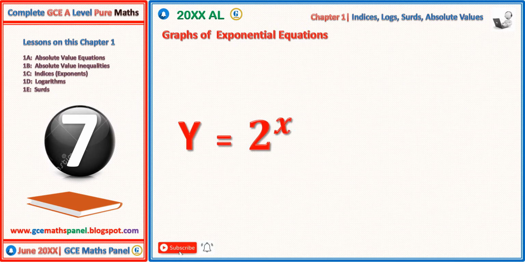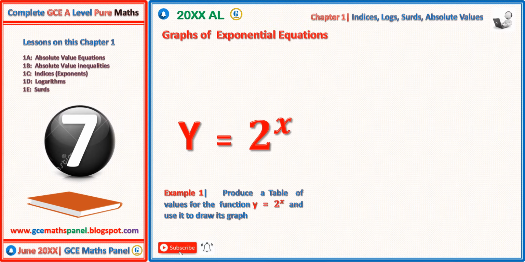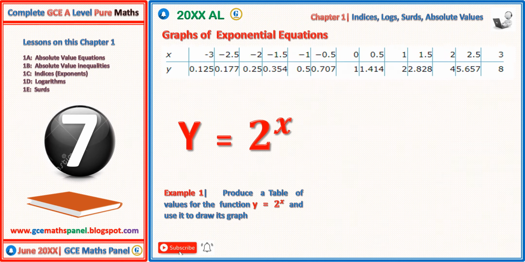For graphs of exponential equations or index equations, for example, y equals 2 to the power x, let us take an example of this. We will make a table of values for this function and then we will draw its graph. So let us start from -3 and end around +3, not to take the values to be far apart. So we obtain a table of this nature, and when x equals -3, 2 to the power -3 is 1/8 or 0.125. And the same with all of these values up to 2 to the power 3 is 8. Now let us sketch the graph.